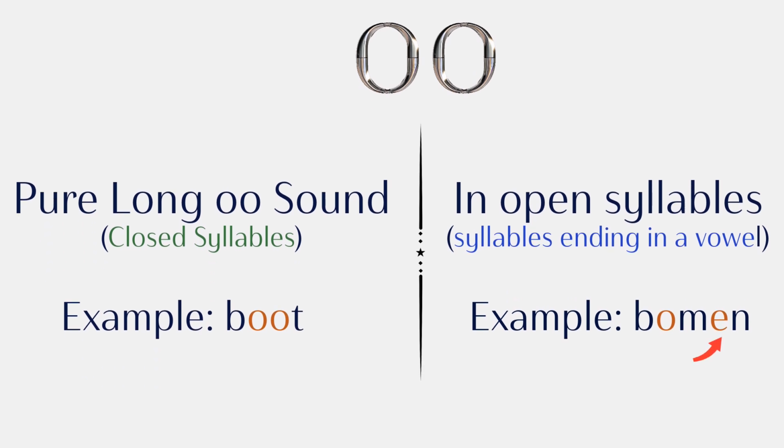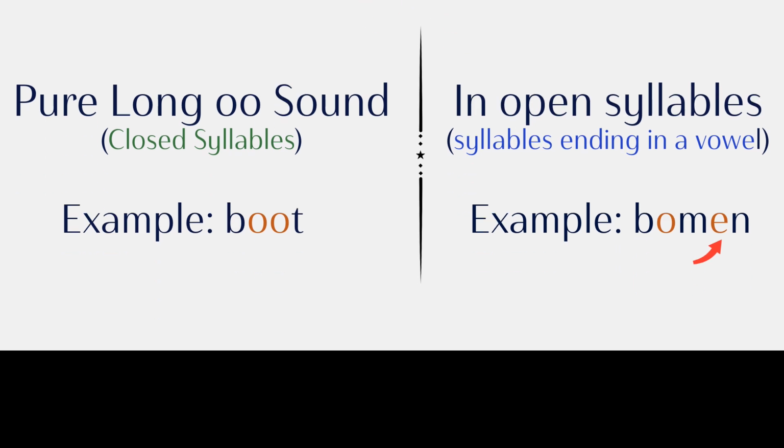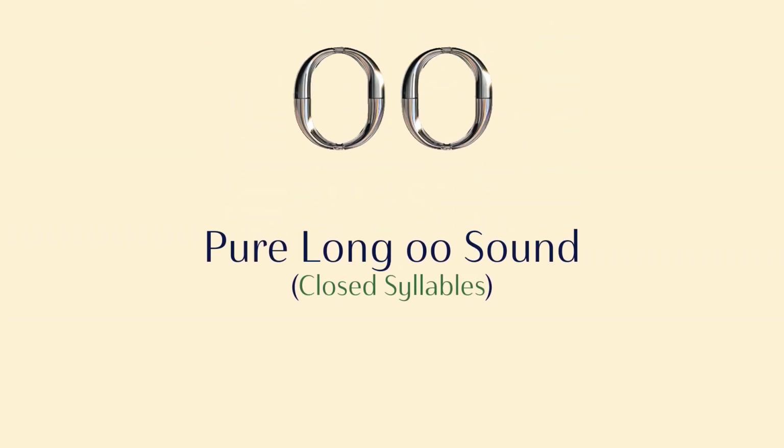Let's have a look at the long O sound. There are two cases. One case you can see it has a closed syllables like in boat, and in the other case it's kind of similar to the English form of a silent E in the example bomen. Both sounds are considered a long O. Let's start first with a pure long O sound.